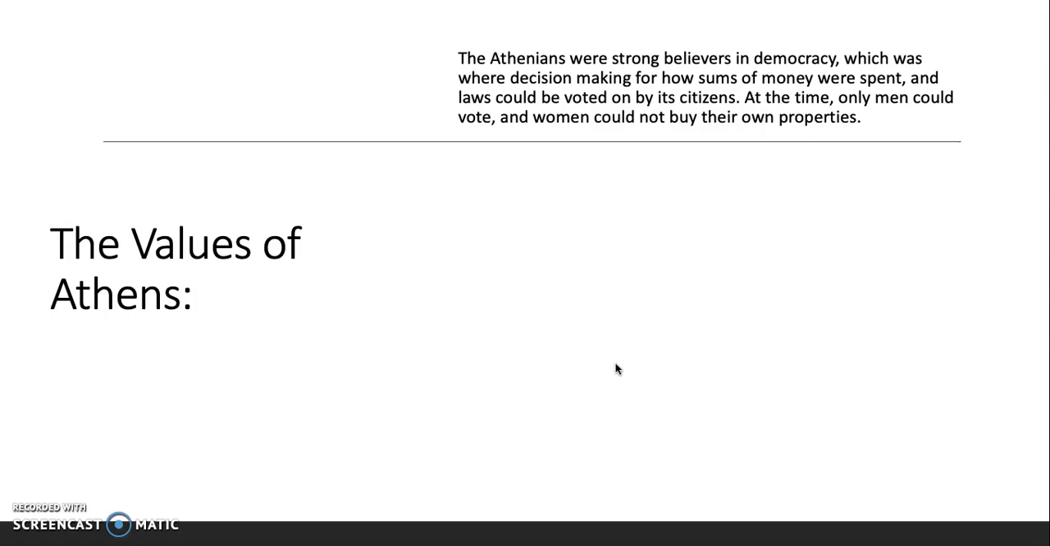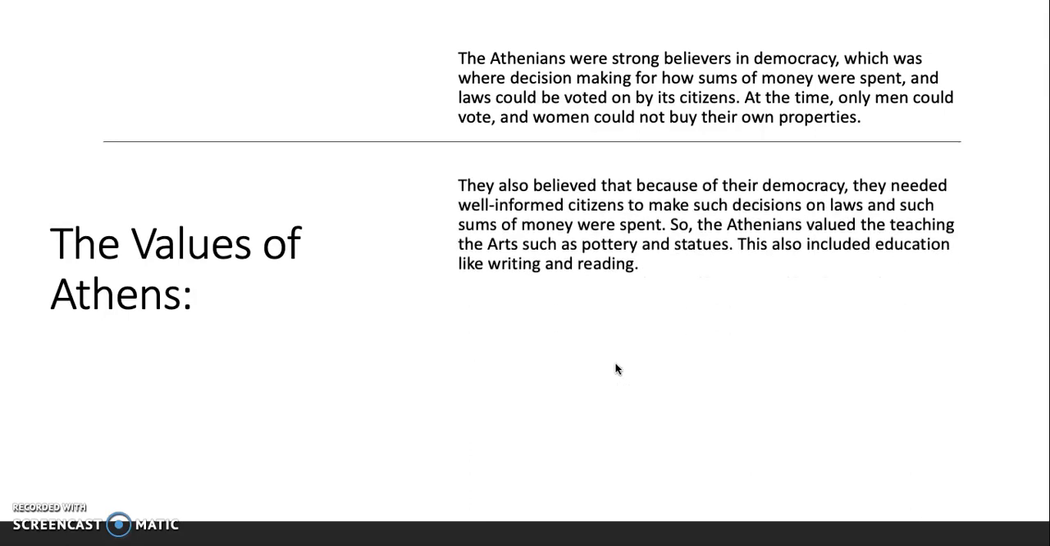So a question to maybe ask a family member: why do you think there was a difference between today and ancient Greece? Why do you think women couldn't buy their own properties or vote? They also believed that because of democracy, they needed well-informed citizens to make such important decisions on laws and sums of money that were being spent. So the Athenians valued the teaching of the arts, such as pottery and statues. This also included education like writing and reading.